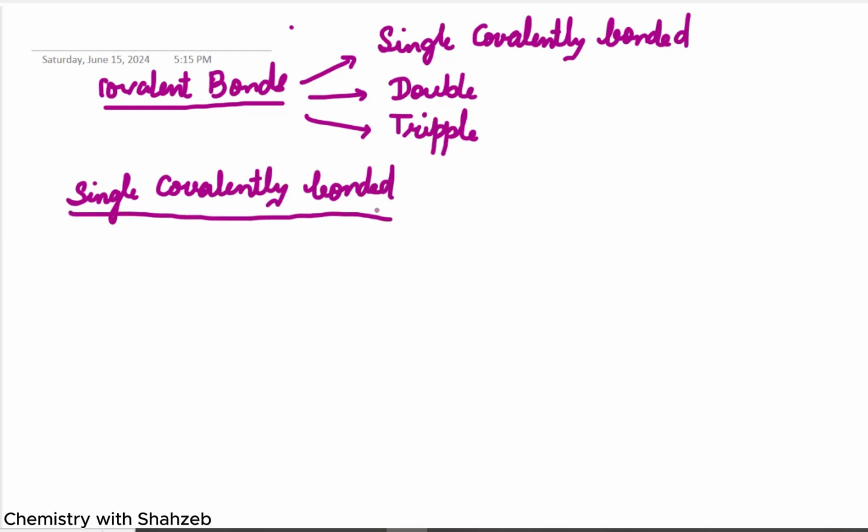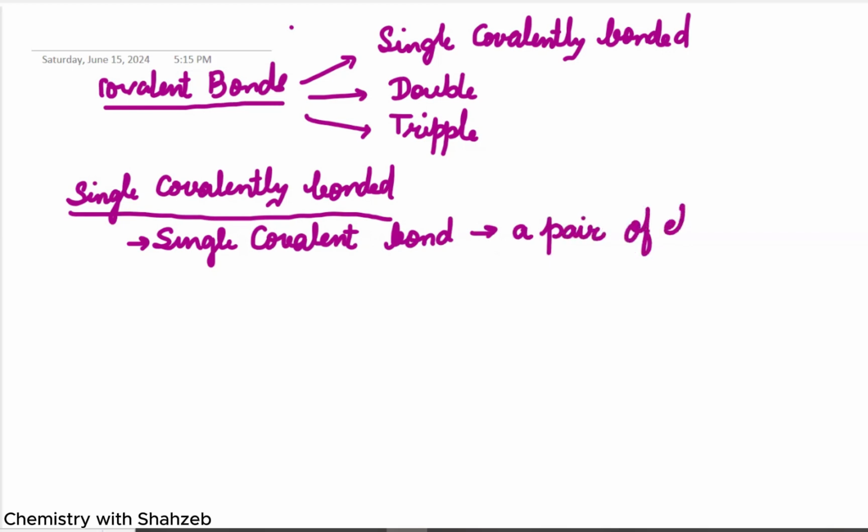Single covalently bonded elements are those which have a single covalent bond among them, or you can say the ones which are sharing a pair of electrons. Now let's see some of the examples related to that. For example, we have hydrogen.